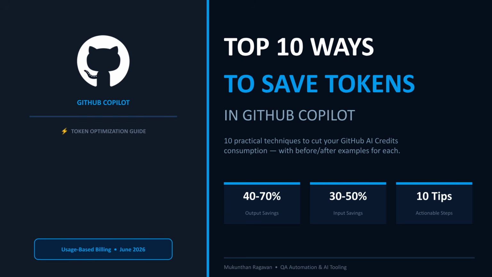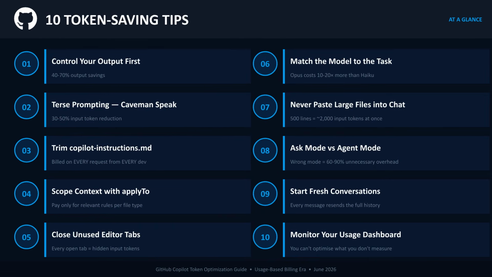So in this video, I'm giving you 10 practical ways to save tokens, with before and after examples for every single tip. Let's go! Here's what we're covering. 10 tips ranging from one-time config changes that save you money forever to daily habits that compound over time. We'll go tip by tip, and each one has a concrete example you can use today.